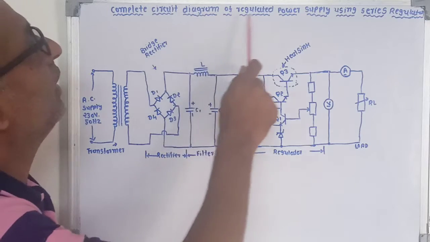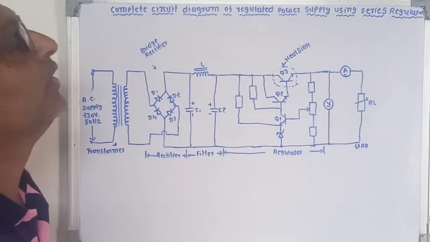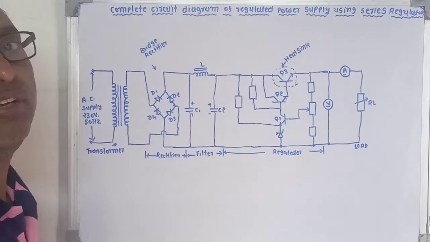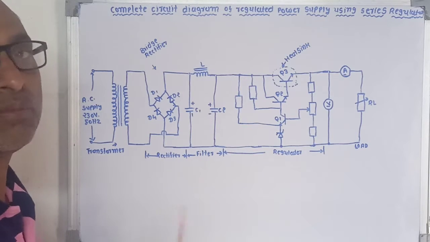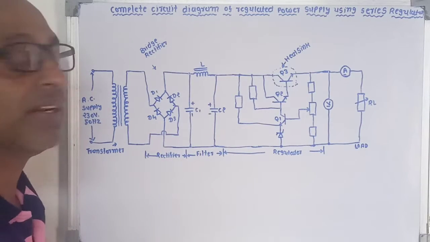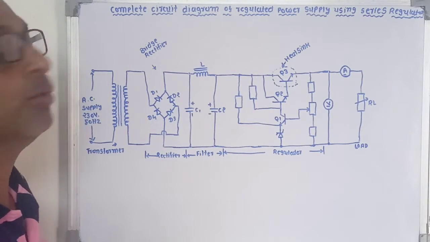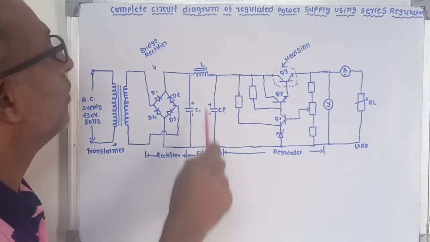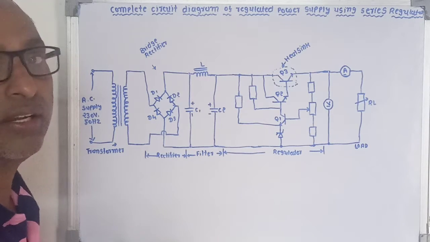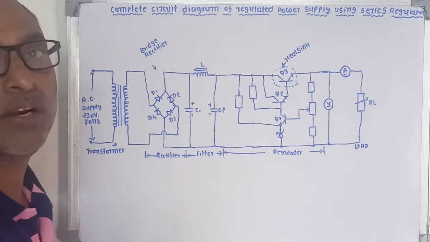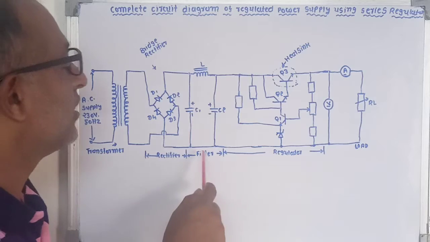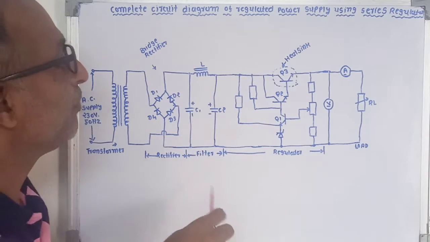Complete circuit diagram of regulated power supply using series voltage regulator. Now with the help of this transformer, we can step up or step down the voltage as per our requirement. This bridge rectifier is used to convert AC supply into DC supply. Next, a filter is used. The main purpose of this filter is to remove the AC components which are still present in the DC output of the rectifier. After this filter, we will get a smooth DC supply.